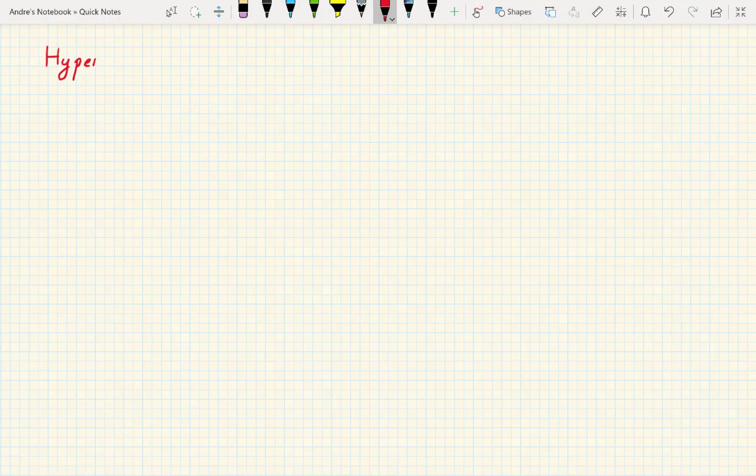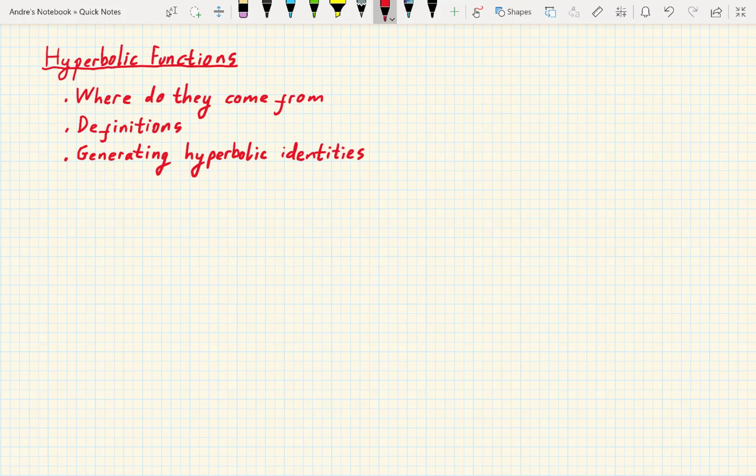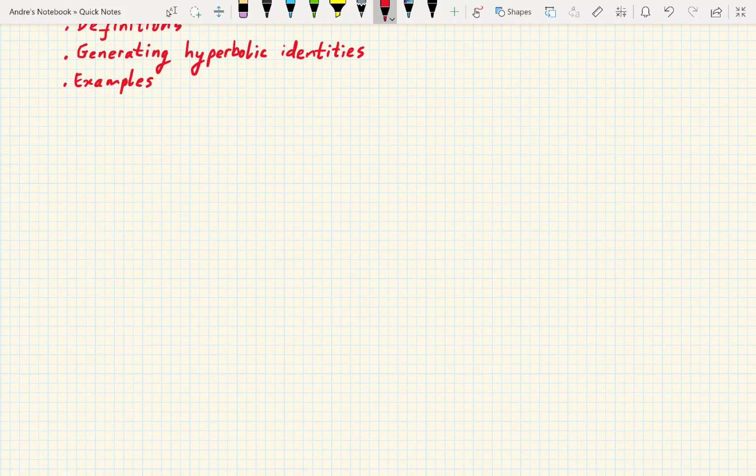Hello. This is the first in a series of presentations about hyperbolic functions. There's quite a lot of material to cover, so we'll start small today and look at where hyperbolic functions come from, their definitions, how to generate the sort of identities that exist for the circular functions, sine and cosine, and an example. We start by asking a question.